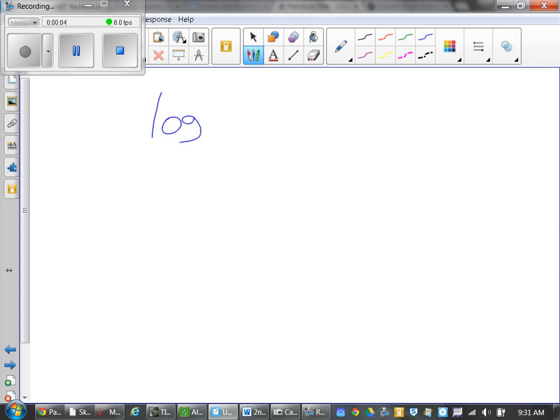Remember, logarithm is nothing more than exponent. There's a lot of problems in the two different review packets that I gave you that had a lot of things about graphing.